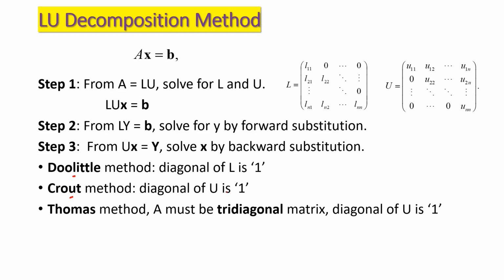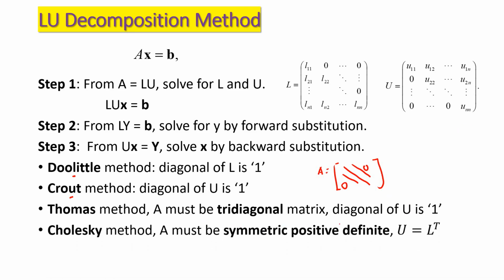Thomas, where matrix A must be tridiagonal, then you have matrix A here. Okay, this is the main diagonal, this is the upper diagonal, this is the bottom diagonal. Other entries are 0. This is tridiagonal. Cholesky, where A must be symmetric positive definite, and U is equal to L transpose. Next class we're going to look at Cholesky method. Your syllabus only covers the Thomas and Cholesky methods.